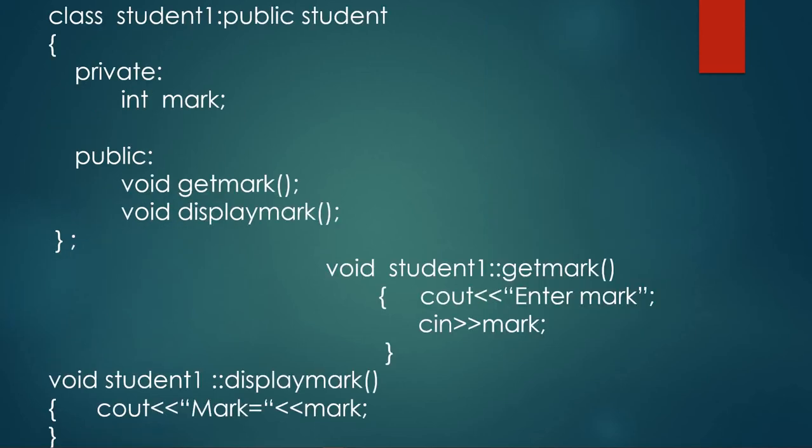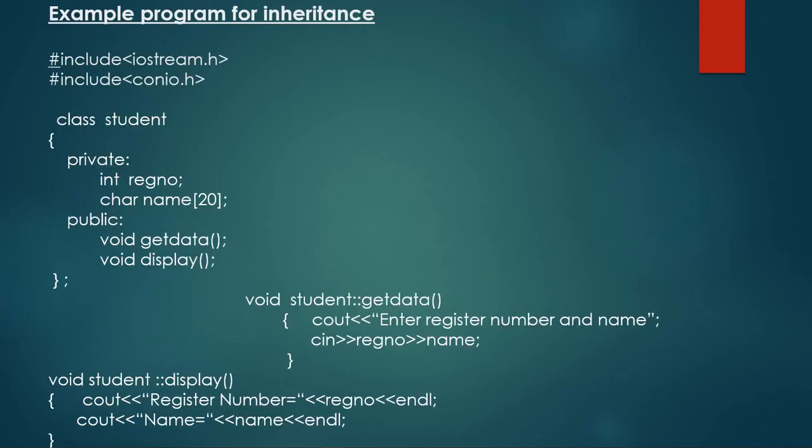Then, how to write the program of inheritance? First, hash include iostream.h, hash include conio.h. Then, first, define the base class. Here, which is the base class? Student is the base class.